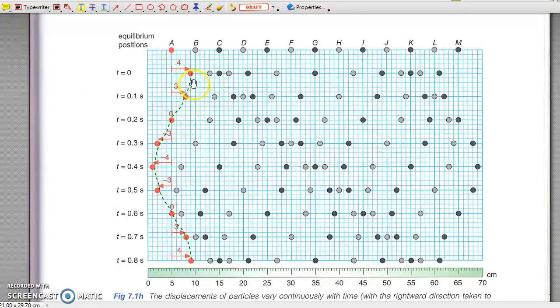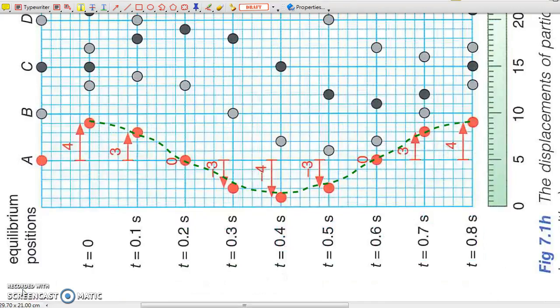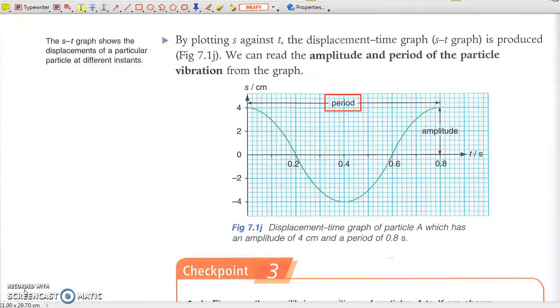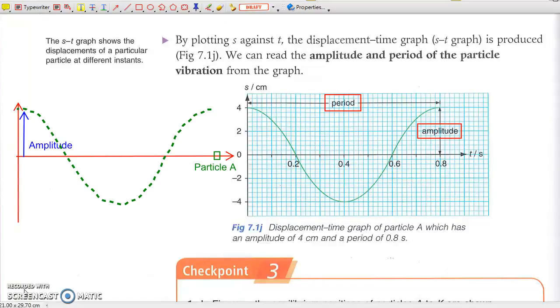The displacement changes like a cosine curve when you turn the book by 90 degrees. Similar to the displacement-time graph of a transverse wave, you can find the period and amplitude of the wave motion as shown on the next page. On the other hand, a displacement-distance graph may let you find the wavelength and amplitude of a wave.